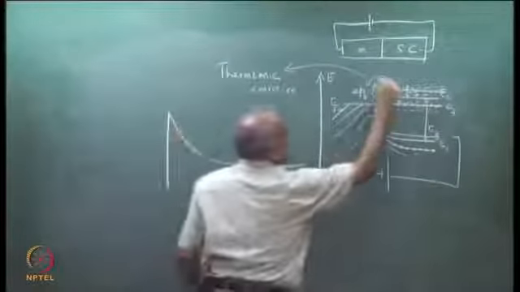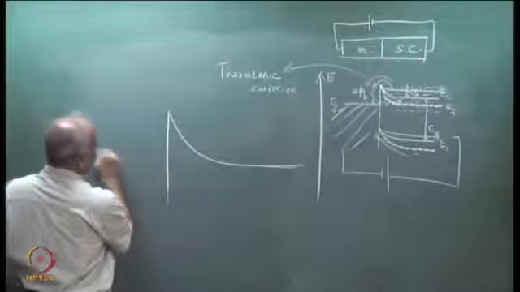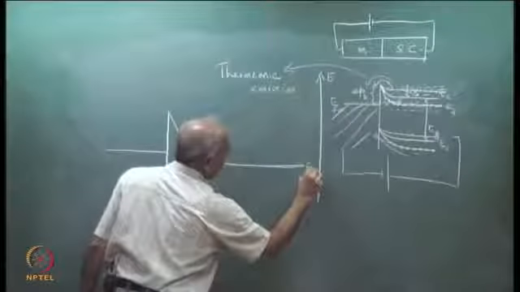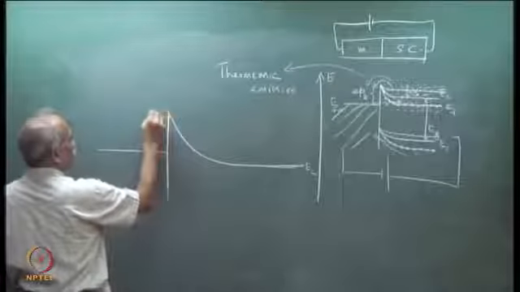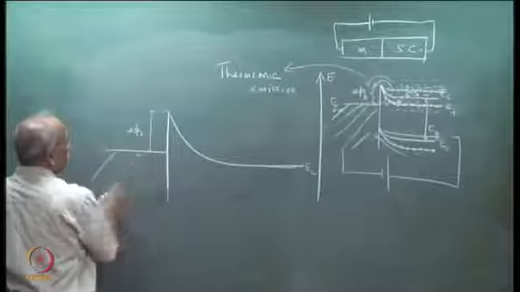I have zoomed in on this part for reverse bias. So this is EC of the metal and this is E phi B. There are plenty of electrons.